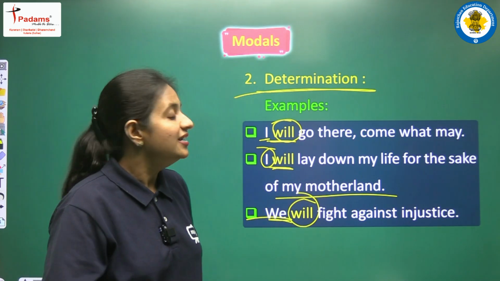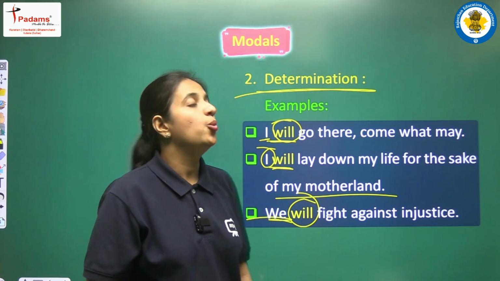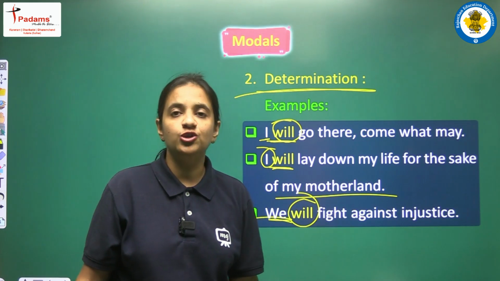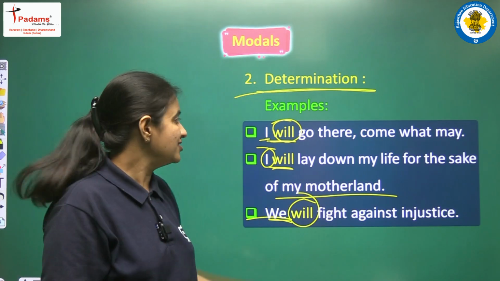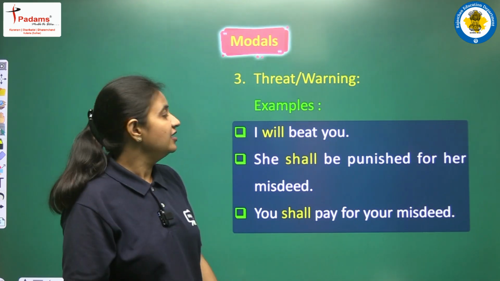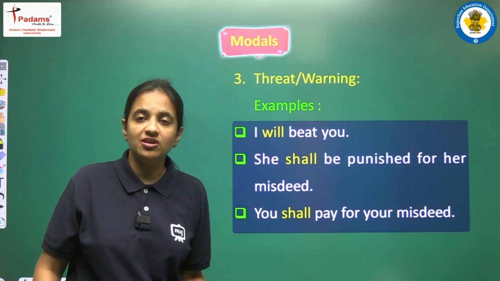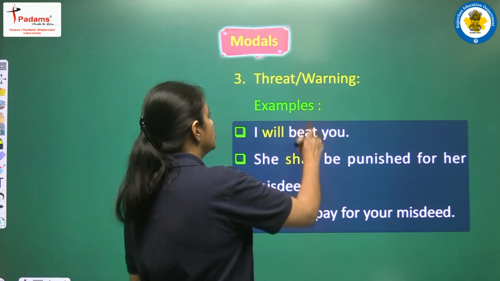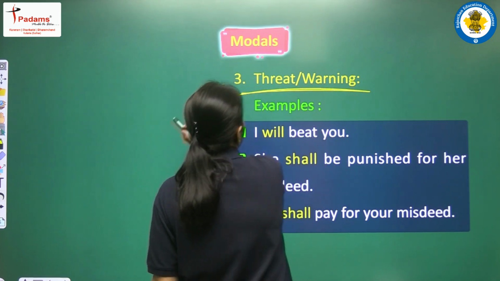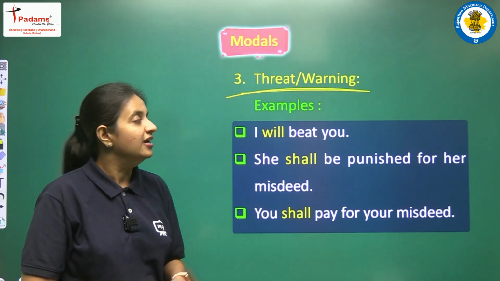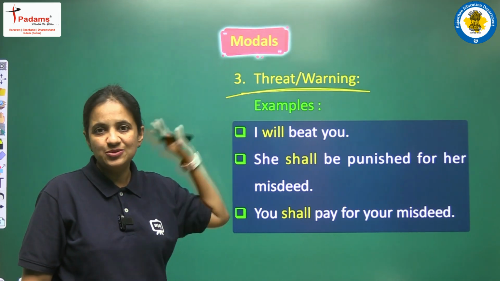Alright, so this is the second use of shall and will, when they are used to show determination, to show a firm decision. And yes, we have discussed the examples as well. Moving on, now we have one more use of shall and will when they are used as modals. So let's see. They are used to indicate a threat, or we can say a warning. So let's see the examples to clear this point.